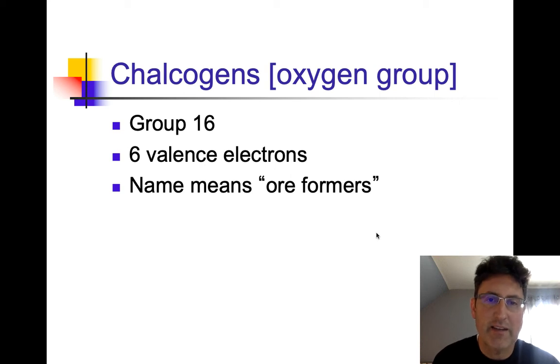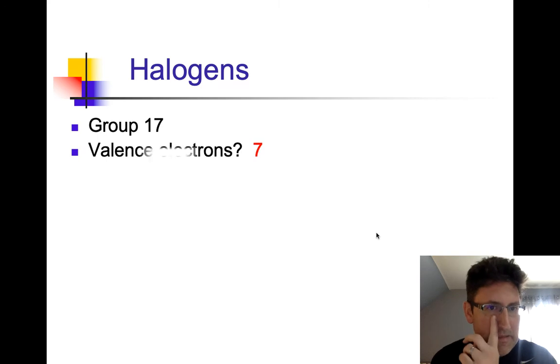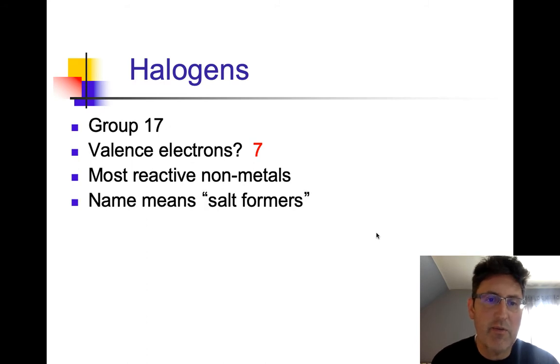Okay, next are your halogens. This is group 17. Okay, they have 7 valence electrons. They're the most reactive nonmetals. Remember, the most valence electrons you can have is 8. So having 7, it only needs to gain 1 electron to become stable and fill its outer energy level. So that's why they're extremely reactive.